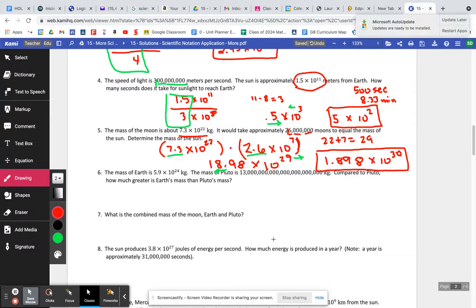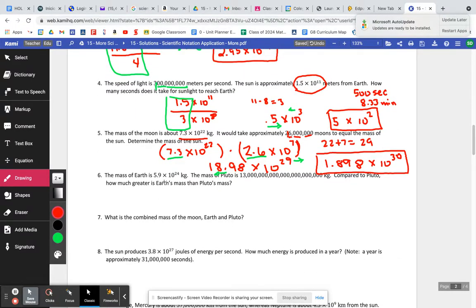Okay, let's take a look at number 6. Here's the mass of the Earth. The mass of Pluto is this number. Compared to Pluto, how much greater is Earth's mass? So we want to know, okay, how much greater? This one doesn't say how many times greater. It says how much greater. That implies subtraction. There's some English language there.